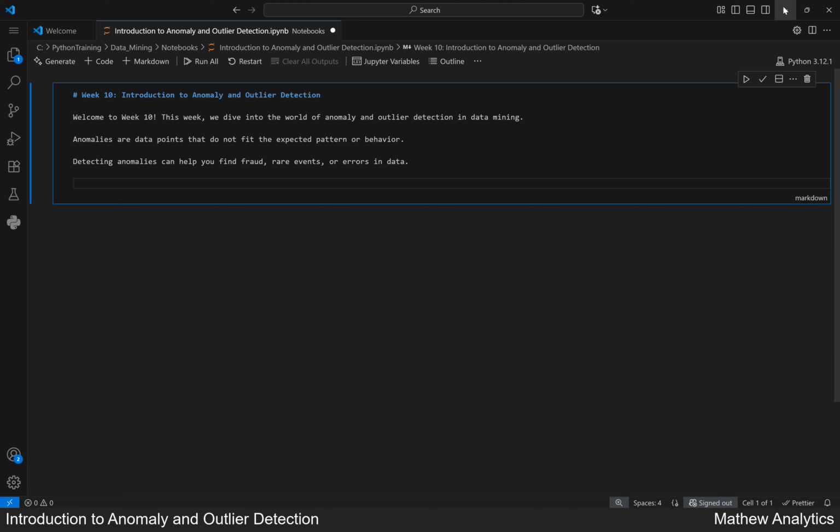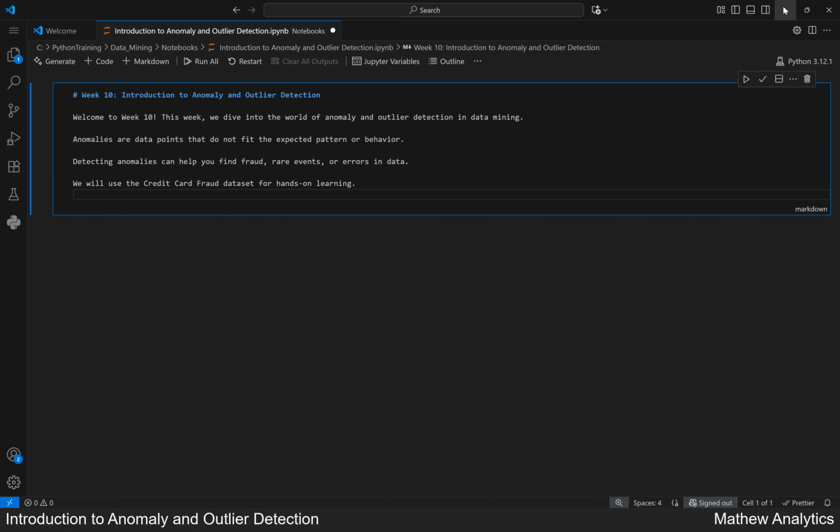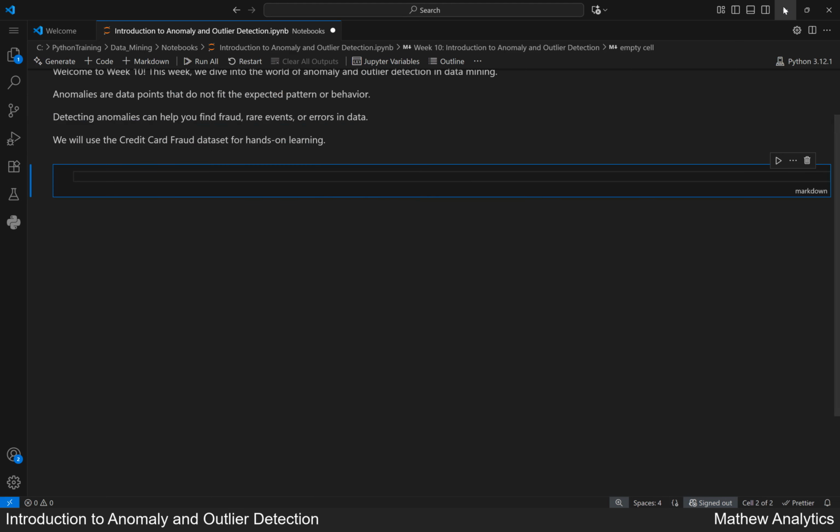We will use the credit card fraud dataset for hands-on learning. Running the cell now. Think of a real-world problem where you might spot something odd in data.